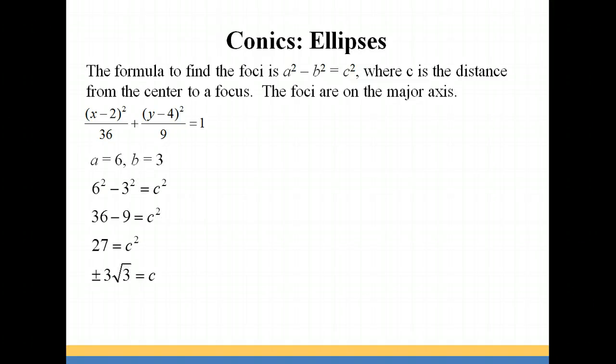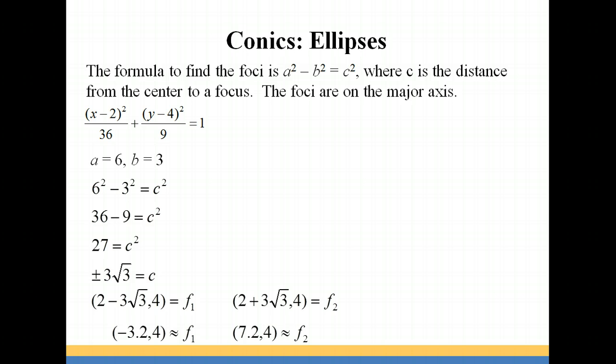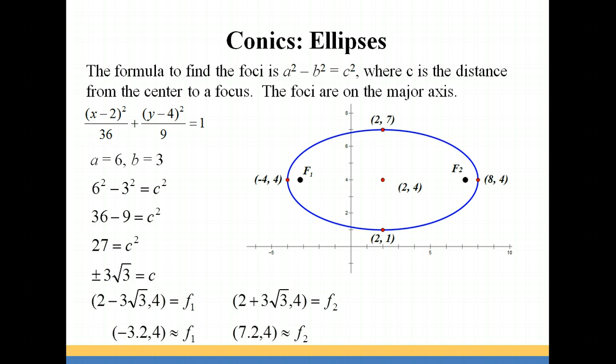So we're going to plug that into our equation of a squared minus b squared equals c squared. And we get c squared is 27, or c is plus or minus 3 square roots of 3. So we're going to add it and subtract it to our x value since we have a horizontal major axis. And then we estimated it, so we went ahead and plotted the focal points. Remember, your focal points are always going to be on the inside curve of your graph.